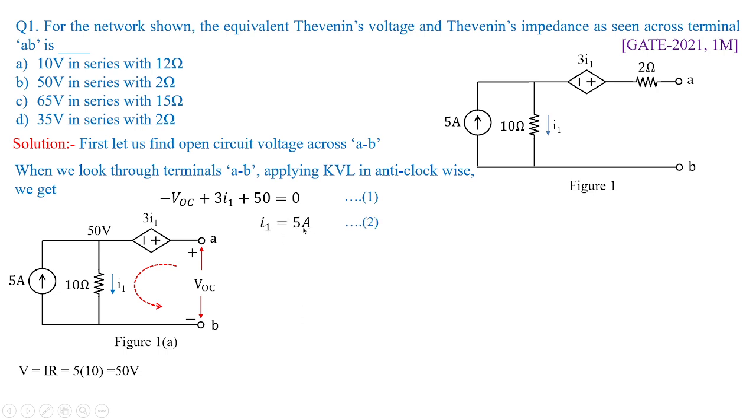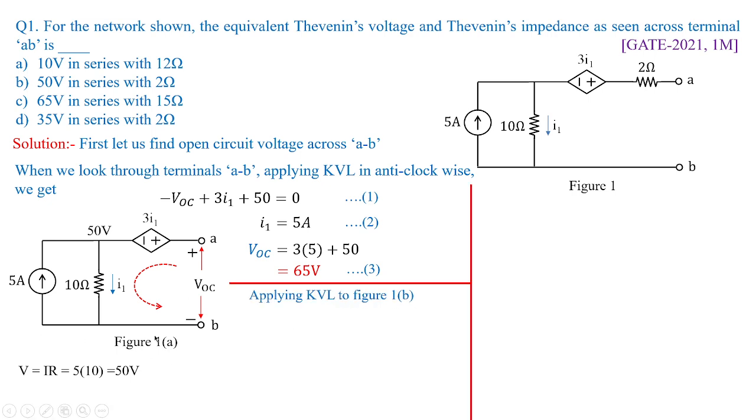As I told you, I1 is nothing but 5 amperes, right? So substitute 5 amperes for I1. I'm going to get VOC is equal to 65 volts. Let me treat this equation as 3. Okay. Then what you're going to do, apply KVL to the figure 1b. What is this figure 1b?